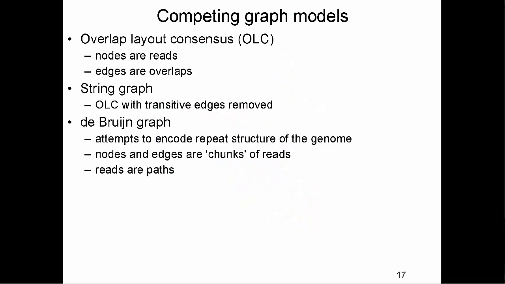There are 3 main paradigms for representing genome assembly as a graph problem. The first, termed overlap layout consensus, constructs a graph where the nodes are individual reads and the edges represent the fact that 2 reads overlap. The string graph is an extension of the overlap layout consensus approach, where some edges have been removed, as will be shown in the following slides. Finally, the de Bruijn graph approach, which has been very popular for the assembly of short read sequencing data, attempts to encode the repeat structure of the genome. The nodes and edges in this graph are short fragments of length k from the genome, also called k-mers. The reads are implicitly encoded as paths in the resulting graph.